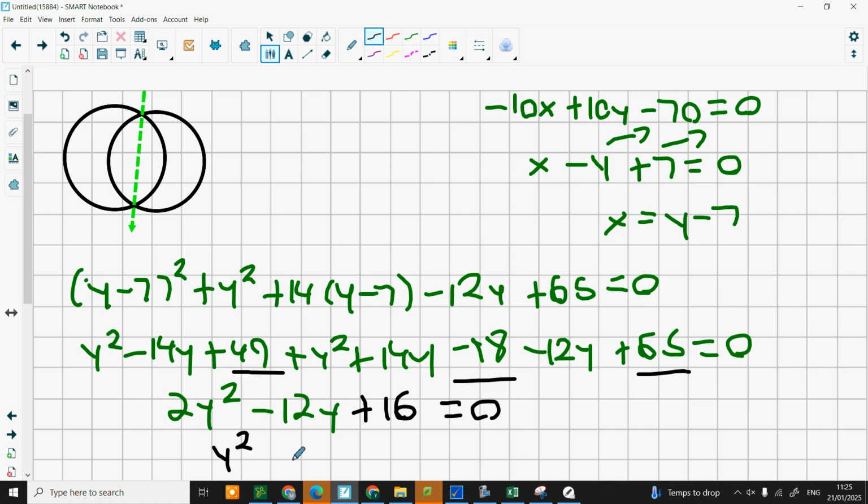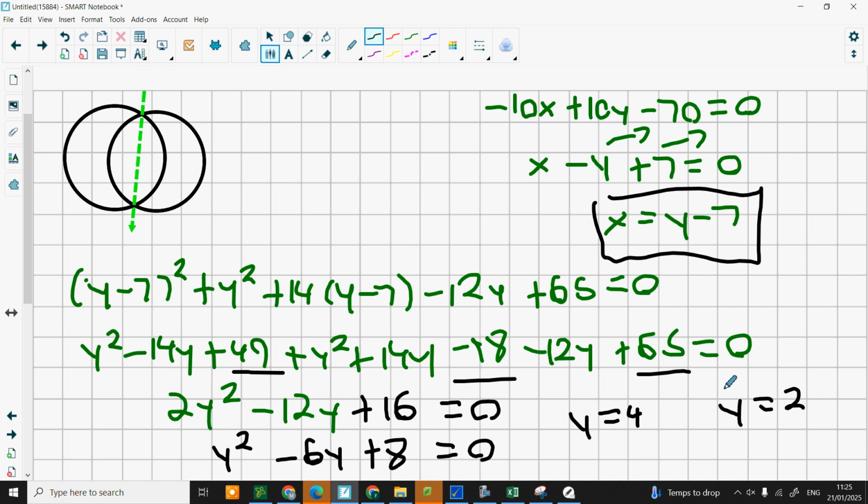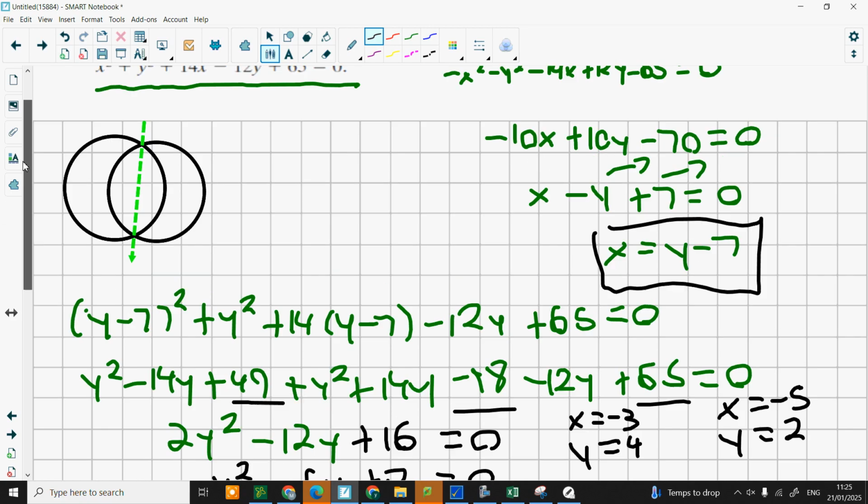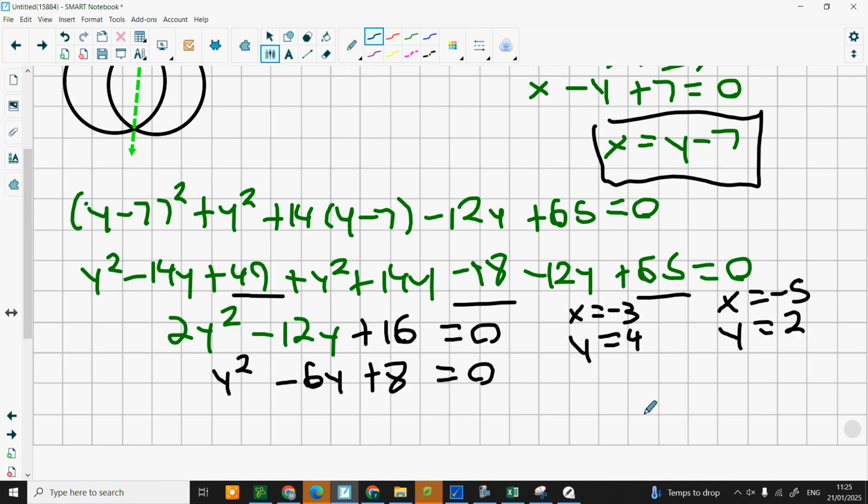Divide by 2. Solve that. You get two answers, 4 and 2, do you? And whatever y is, take away 7. So that means the x value is minus 5. And the x value here, yeah, and just want the points of intersection. So minus 3, 4, and yeah.